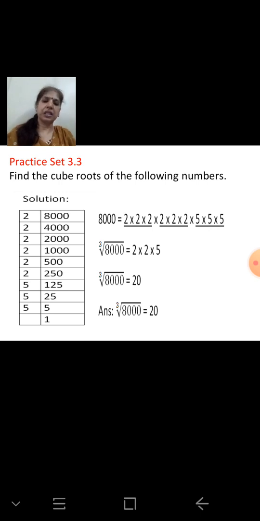Then write the final answer. Cube root of 8000 is 20. Now 8000 is such a number whose cube root can be found orally also. As we know, 8 is the cube of 2. And 3 zeros are there. Pick 1 zero from that to get 20. That way also we can do. So the cube of 20 is 8000. And the way it is written, cube root of 8000 is equal to 20. We have to write that. Next question.